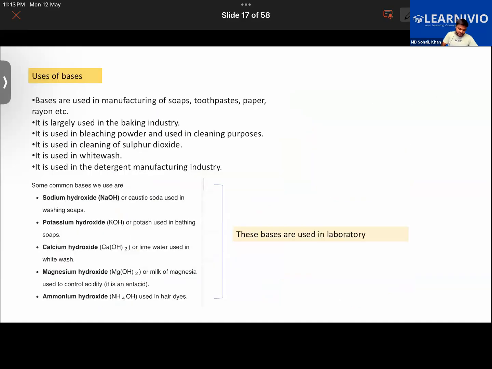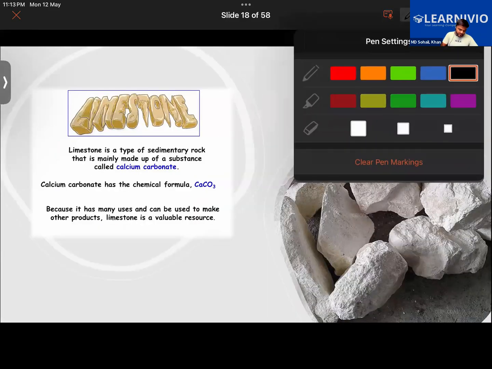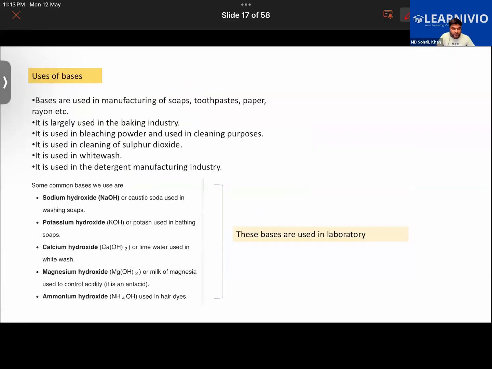Other than these, there are some special types of bases which we are going to discuss. But following are some other uses also. About the soap and toothpaste, we have learned. Even in the manufacturing of paper and rayon, bases are used. Rayon is a type of cloth. Bases like sodium hydrogen carbonate, or basically baking soda, is used in the baking industry. Then some of the bases are used to make detergents also. Getting it? So there are different uses of bases.